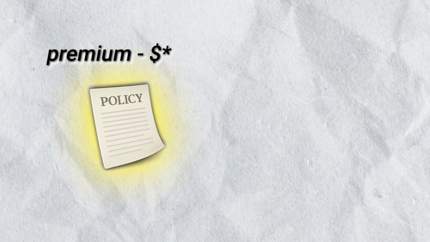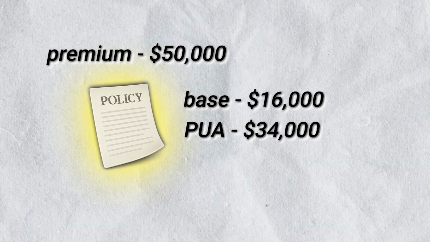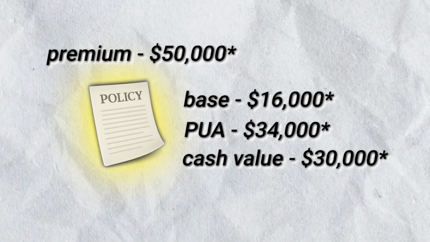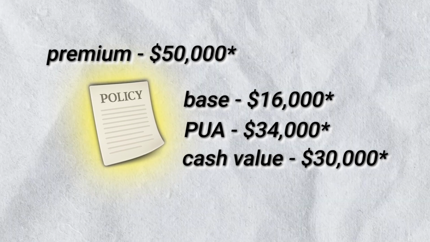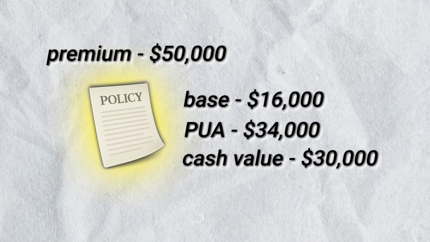So back to the illustration of putting 50 grand a year into the policy. You will see on the illustration how much cash value is available in year number 1. In this example, I was building it as a 50K premium per year policy with 16K as the base, 34K as the PUAs. The cash value in year number 1 showed about $31,000. Again, this is just an example. So that means of the 50K you put in, you only had access to 30.